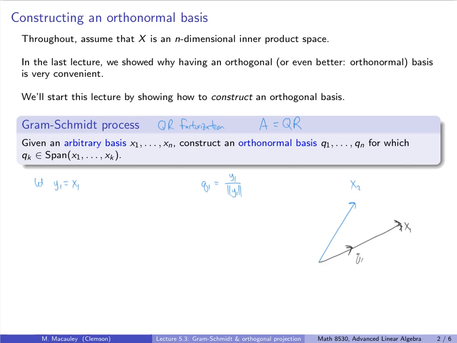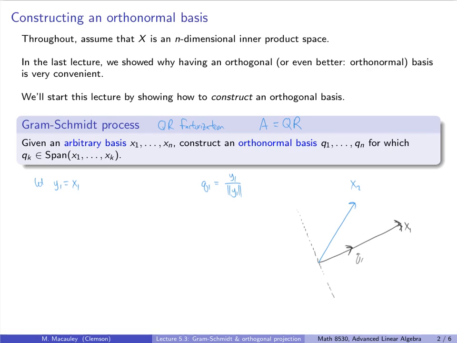Let me sketch what I want to do. Now we don't know how many dimensions this lives in. This could live in like 100 dimensions, and so this dotted line is like the hyperplane that's orthogonal to x1. In two-dimensional space, it's just a line. In three-dimensional space, it's a plane, and so forth. So what we want to do is project x2 onto this hyperplane, and then normalize that.